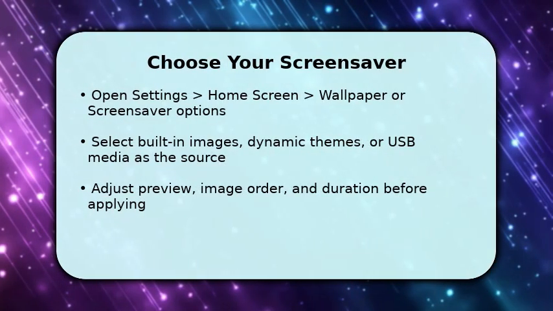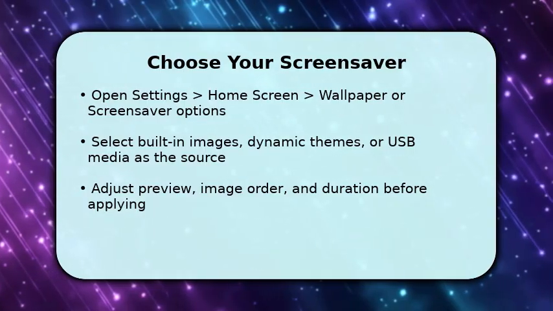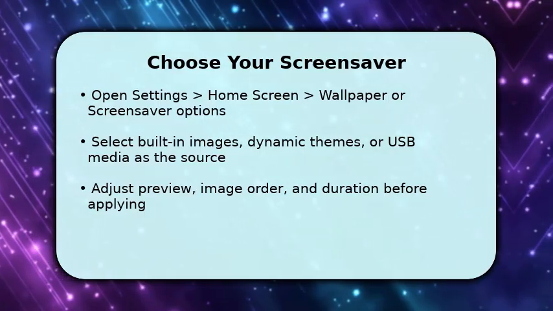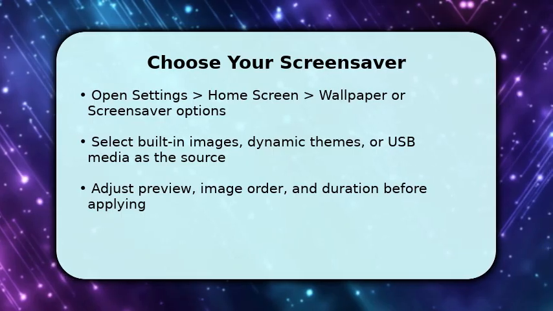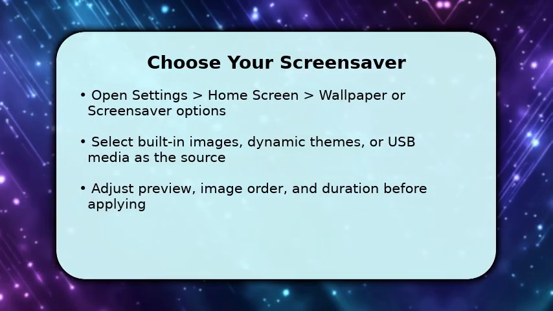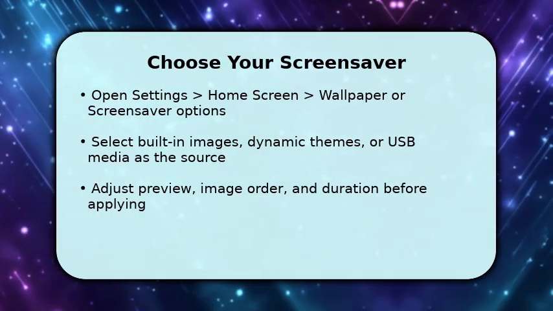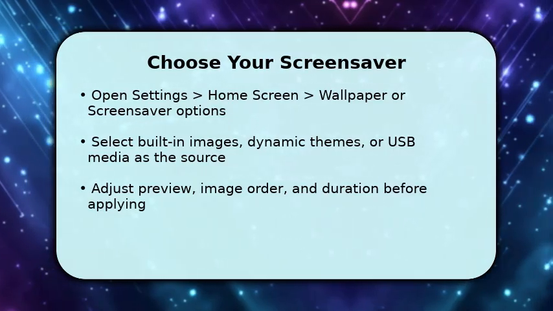Now you navigate to Settings, then Home Screen, and select Wallpaper or Screensaver options to pick what appears when idle. You can choose built-in images for simplicity, dynamic themes for motion, or plug in a USB drive with your own media. The console accepts common image formats. Use the preview to confirm crop and quality, and adjust image order and display duration so the rotation feels natural.